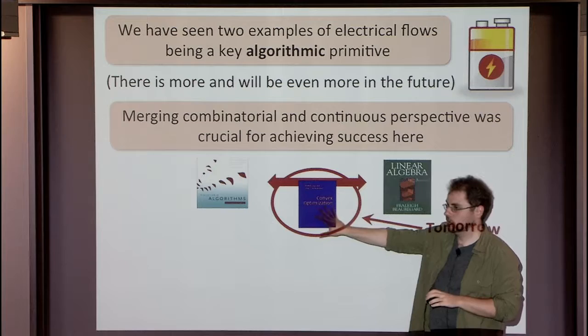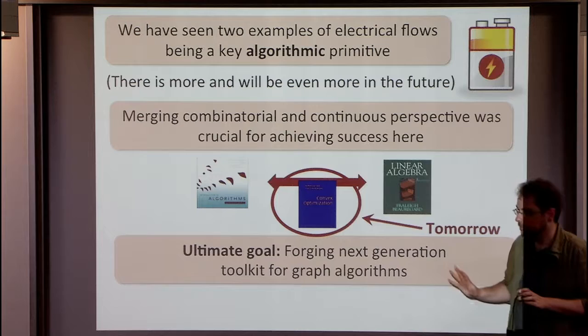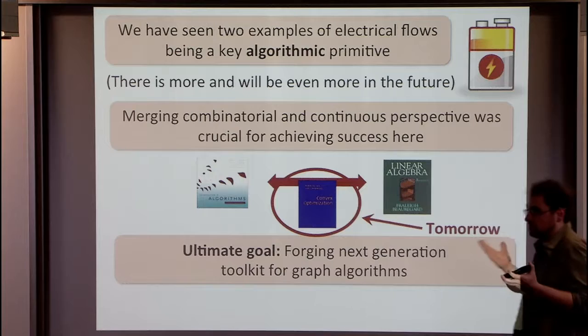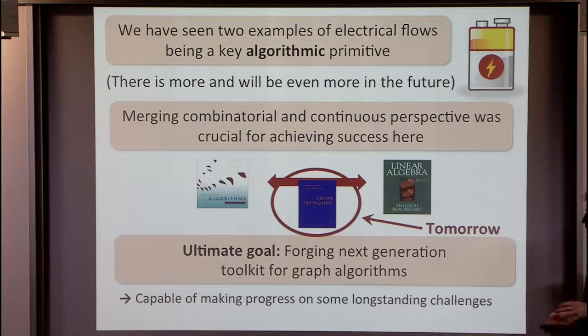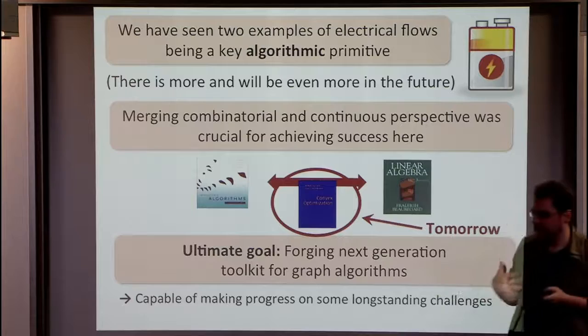Okay. And again, as I said, max flow is just an example, and the ultimate goal behind it is to get the next generation of tools for graph algorithms in general. Max flow is a nice example, but it's only one problem. In particular, the nice thing about tools that we get via this route is that, first of all, they are capable of making progress on things that we couldn't make progress on. That's one good thing about these tools.